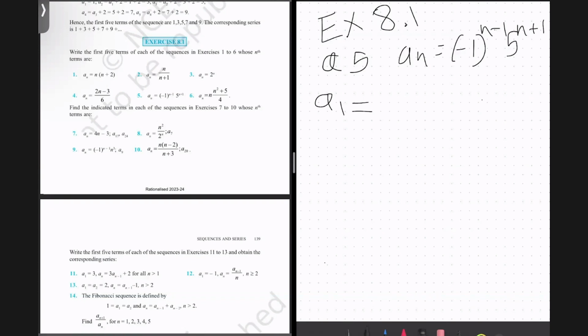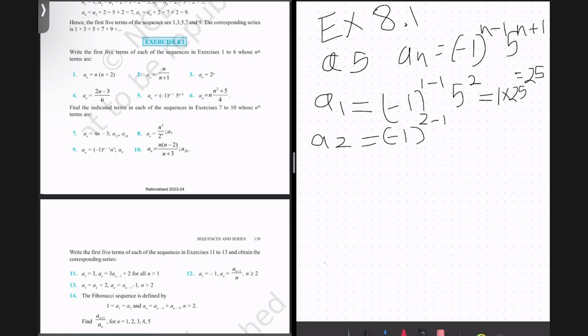My first term would be nothing but minus 1 to the power 1 minus 1, 5 to the power 2. Correct. How did I arrive at this? I arrived at this by plugging the value of n equals 1 in this particular rule, and 1 minus 1 is 0. So minus 1 to the power 0. Anything raised to the power 0 is 1 itself, right? So I'll get 1 into 5 to the power 2, which is nothing but 25, and hence my first term is 25.